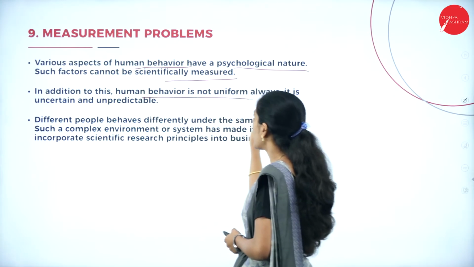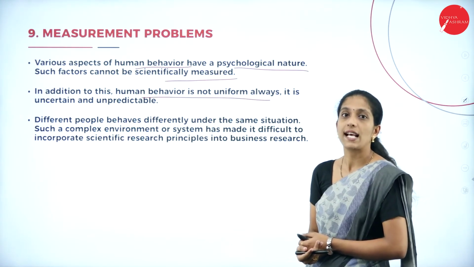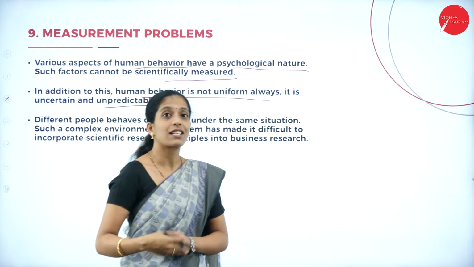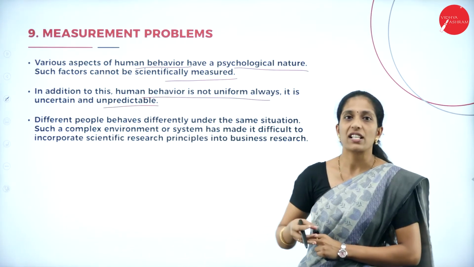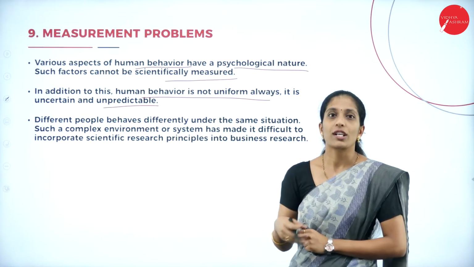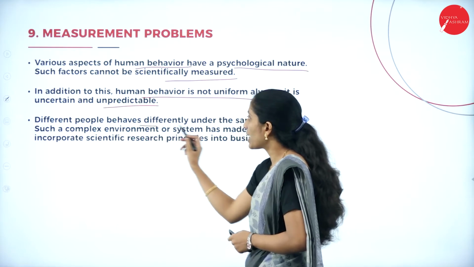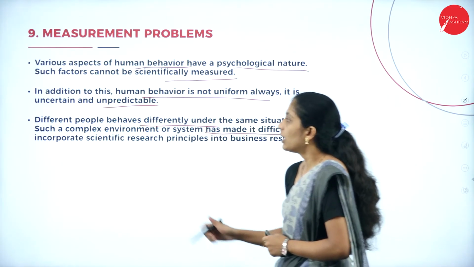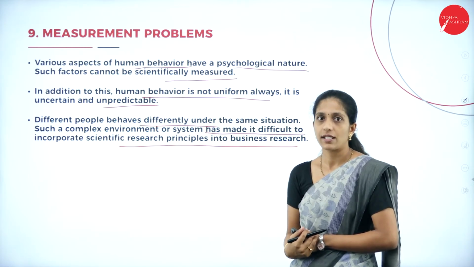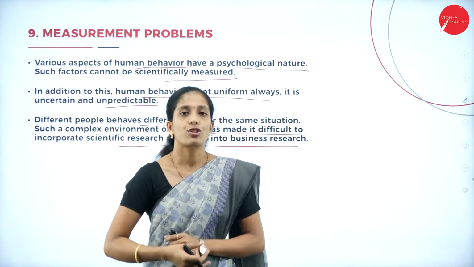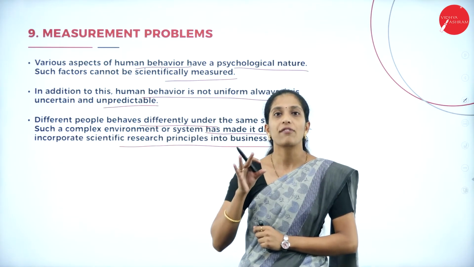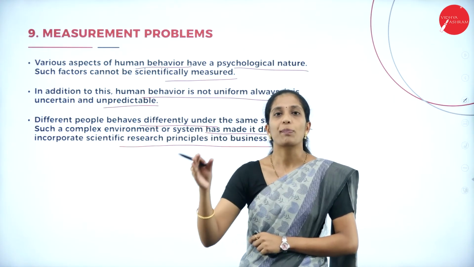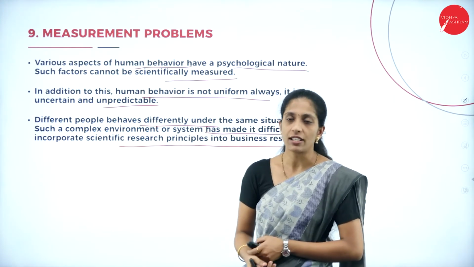In addition to this, human behavior is not always uniform. It is uncertain as well as unpredictable. We can't predict what the behavior of a particular person would be, and it is uncertain in nature. I have already told you, today a person may like something but tomorrow he may change his preference. Different people behave differently under the same situation. Such a complex environment or system has made it difficult to incorporate scientific research principles into business research. So for this reason, that is, there is no proper measurement tool to measure the behavior of a particular person or consumer like in scientific research, scientific research cannot be applied to business research because of these measurement tools.